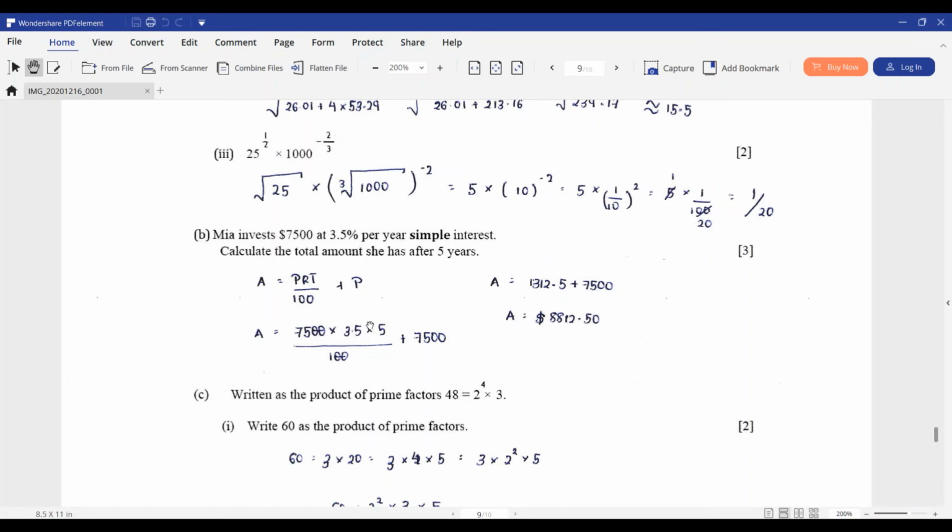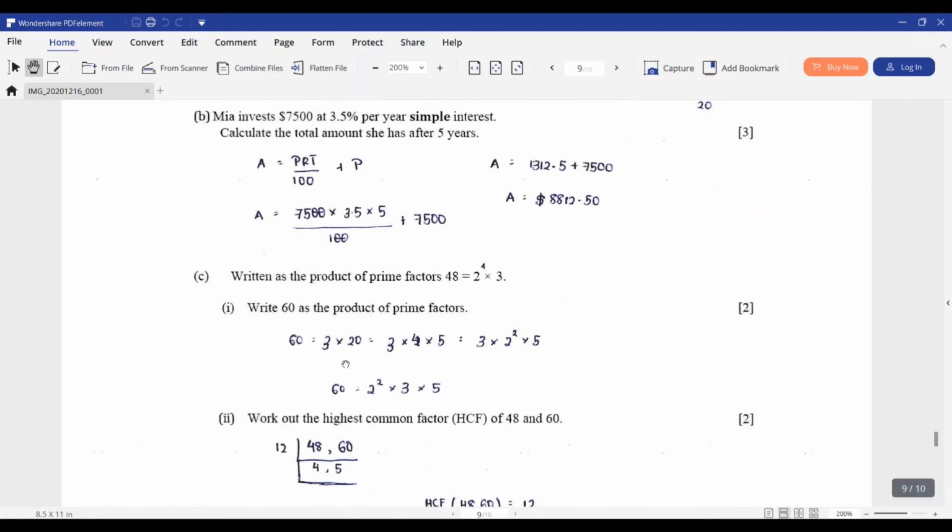Okay, part C. Written as the product of prime factors, 48 is 2 power 4 times 3. Roman 1. Write 60 as the product of prime factors. So first, we want to find any two numbers that multiply to 60. So basically 3 times 20. Now 3 times 20 is also the same as saying 3 times 4 times 5. Notice 3 and 5 are prime numbers.